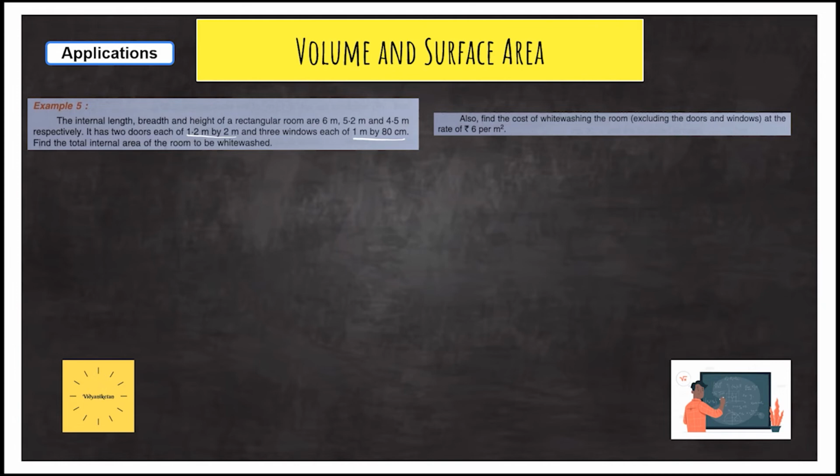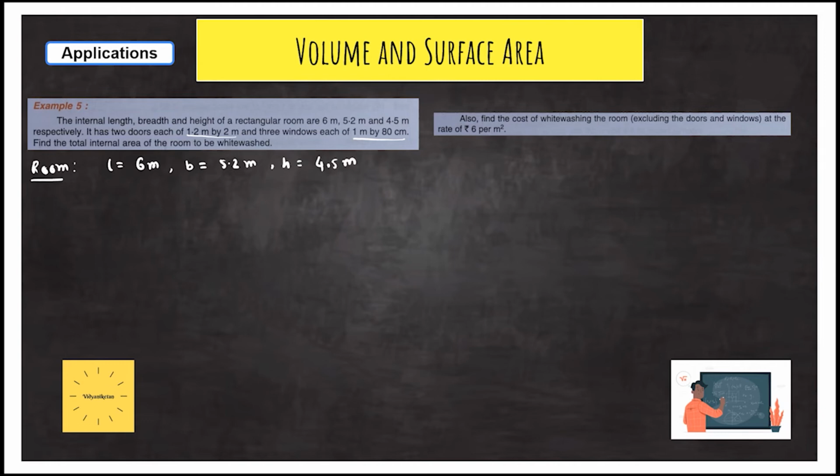So let's see. For the room, the dimension L equals 6 meter. Here you can see the internal length, breadth and height of a rectangular room are 6 meter, B equals 5.2 meter, and H equals 4.5 meter. So we are getting all the dimensions of the room.